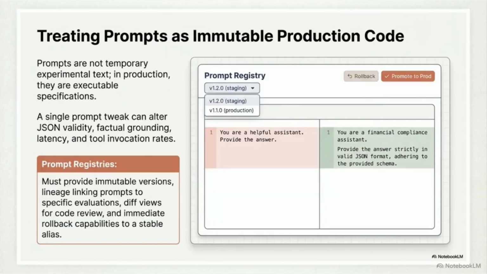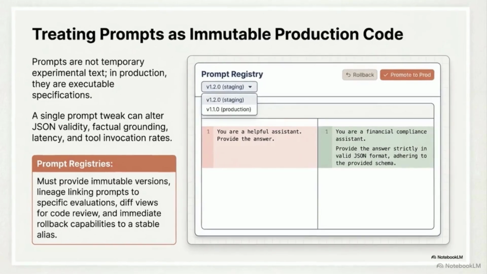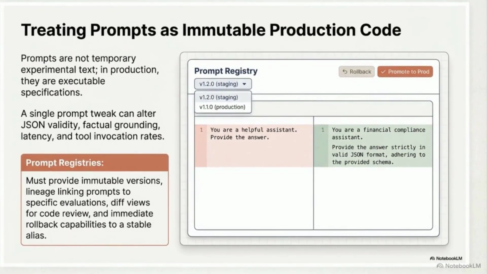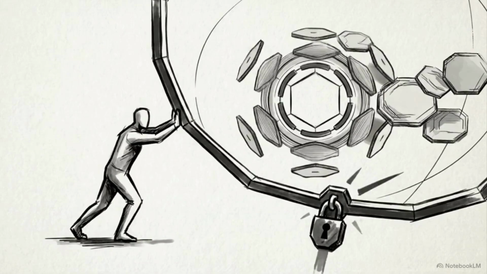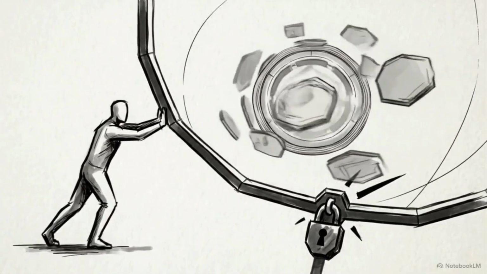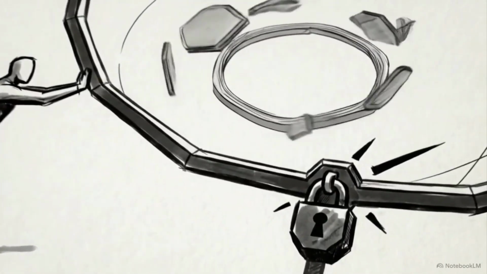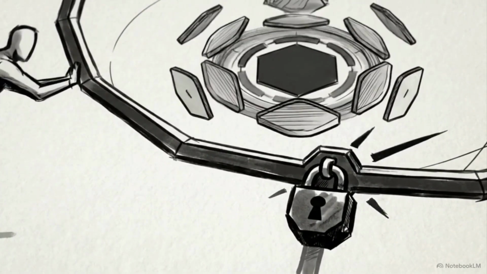Looking at this interface, we see how variables are controlled at the input stage. Prompts function as executable specifications that must be locked into immutable versions using prompt registries. This allows developers to track changes and roll back to stable production aliases anytime. To control an inherently unpredictable text generator, every surrounding layer, from prompt inputs to final evaluation criteria, must be locked down into rigid, immutable infrastructure.